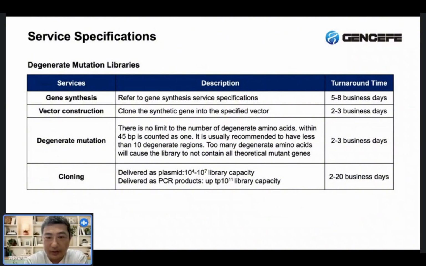If it's a cloned library in bacteria, in plasmid, the typical library capacity will be 10 to the power of 4 to 10 to the power of 7. If it's a PCR product, the library capacity can go up to 10 to the power of 11.